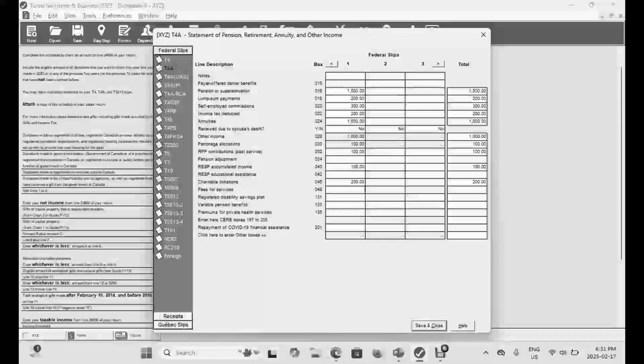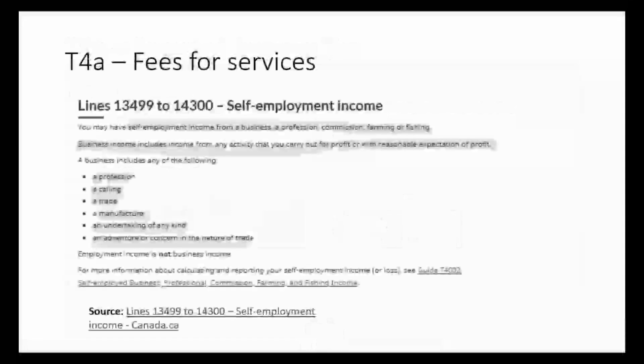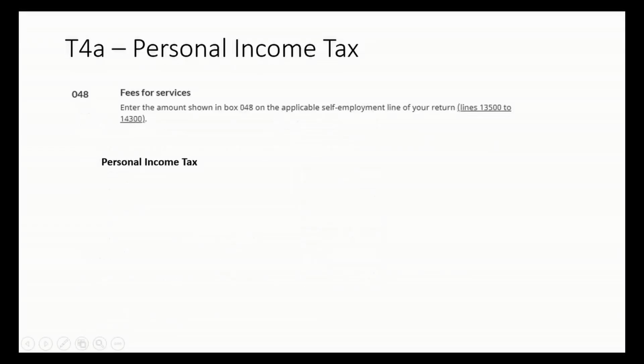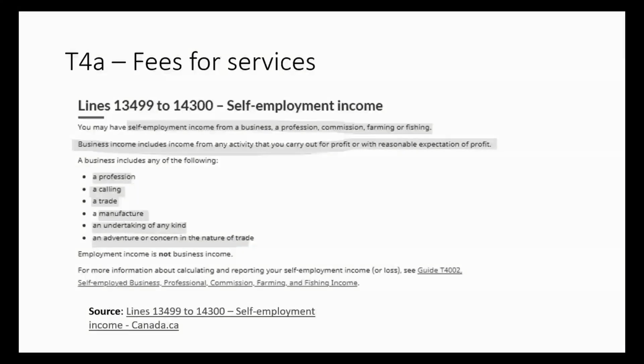All right, now apart from that, you have code 48. This has to do with fees for services. Enter the amount shown in box 48 on the applicable self-employment line of your return. So when it comes to self-employment income, what are we talking about? A business includes any one of the following: a profession, a calling, a trade, a manufacturer, an undertaking of any kind, an adventure in the nature of trade.